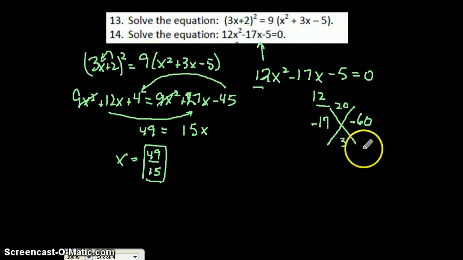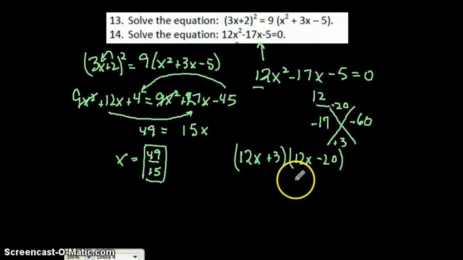Okay? Now, you do that a few times and you get it. It's not a big problem. Okay, or negative 20 and a plus 3. That would be the combination that works. So what I'm going to do is copy the 12x. I'm going to do plus 3x on one, and then I'm going to do 12x and then a minus 20x on another.